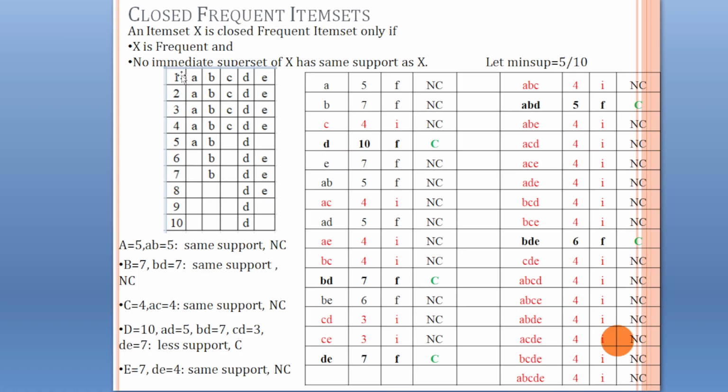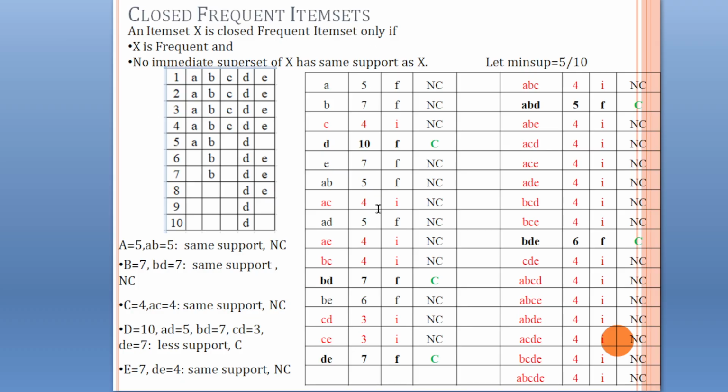So we count A is in 5, B is in 7 transactions, so we write 5 and 7. Similarly, we compute these values for the others, say C, D, E. Actually, E is in 7 transactions, but in this transaction we do not have E, so there are a total of 6 transactions. Like for ABD, here 5. So we have support of ABD as 5.